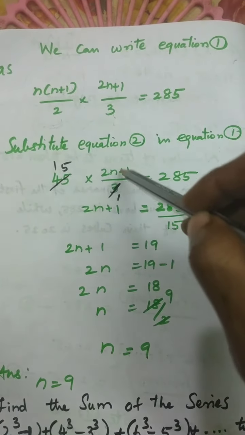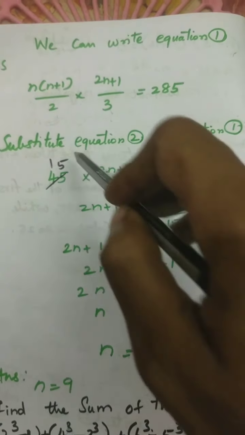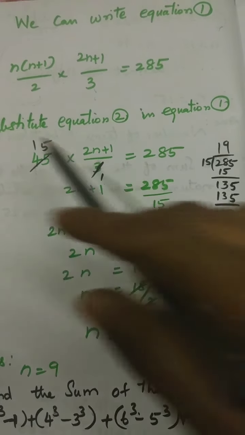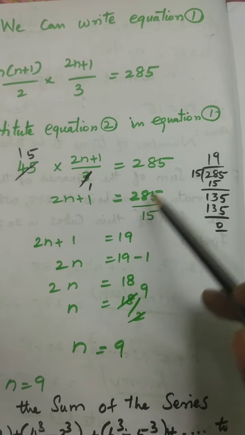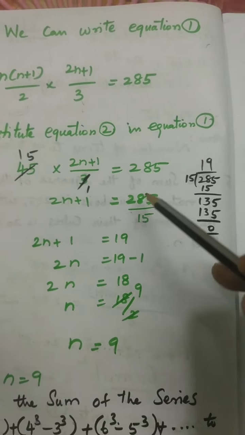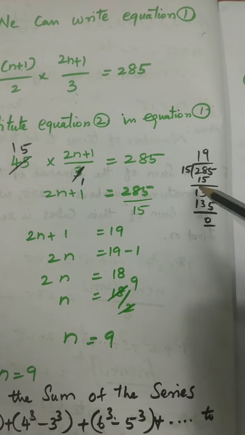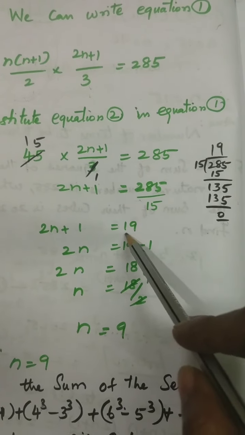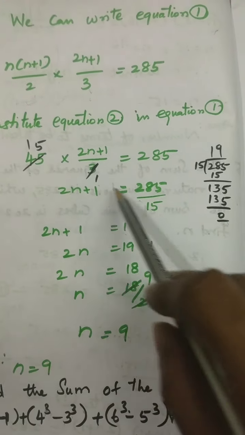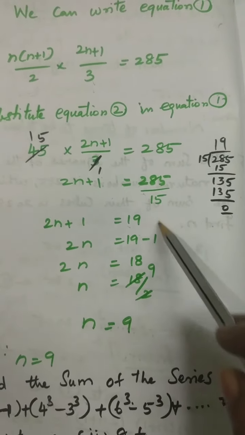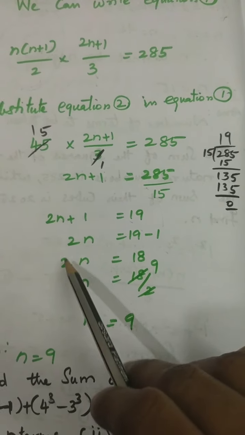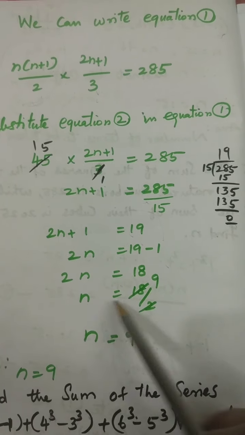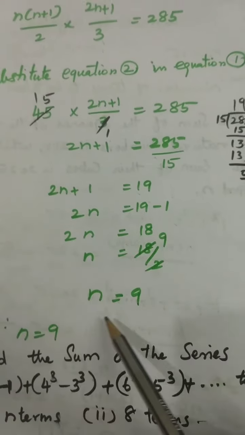Now (2n + 1)/3. Cancel 45 and 15, then it will come as 2n + 1. You bring this 15 to this side, then you cancel or divide. If you can cancel, you cancel; otherwise you divide. 1 times 15 and remainder 135, then 9 times 135. So 19. So 2n + 1 = 19. Now you bring this 1 to this side, 19 − 1. Then 2n = 18, n = 9. Okay, n is equal to 9.